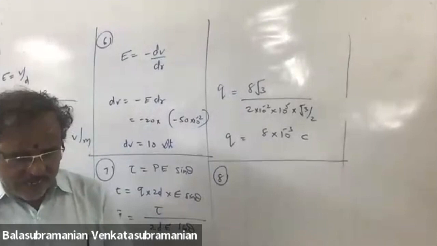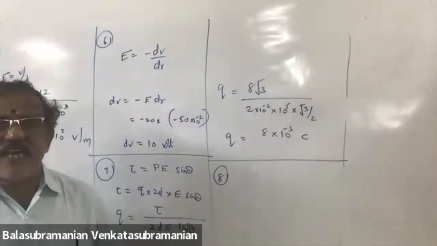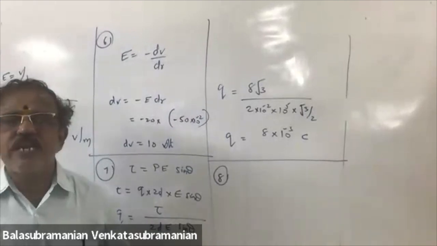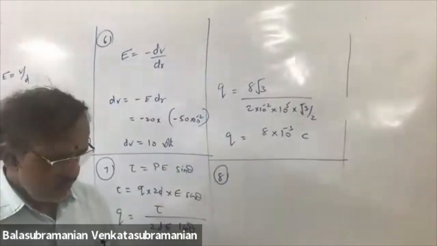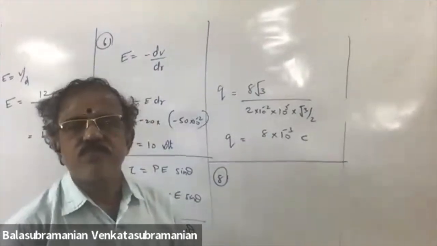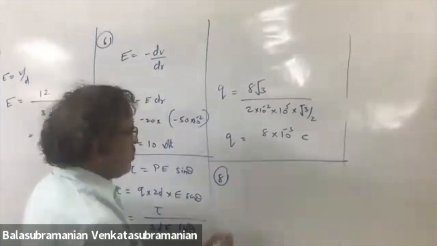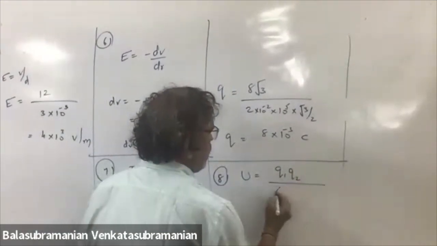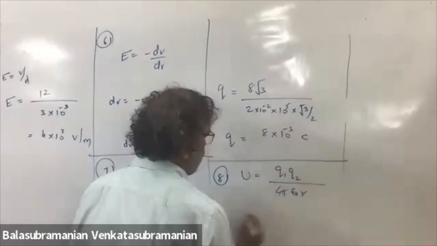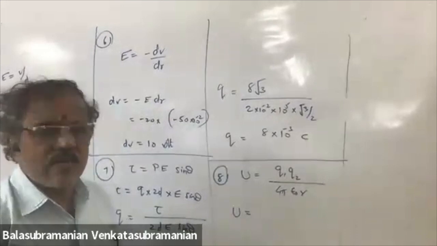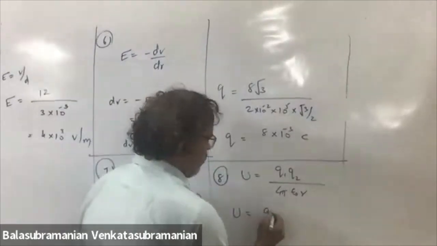2 point charges 10 microcoulomb and minus 10 microcoulomb are separated by a distance of 2 centimeter in air. Calculate the potential energy of the system. Potential energy basic formula U is equal to Q1 Q2 by 4 pi epsilon naught R. You know very well 1 by 4 pi epsilon naught is 9 into 10 power 9.